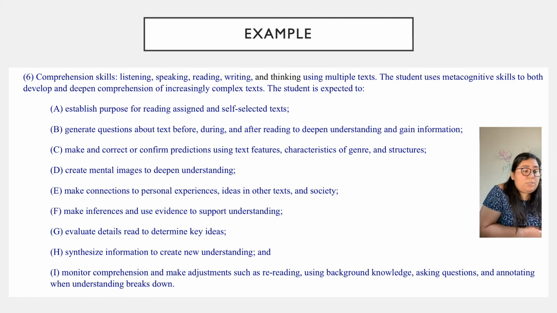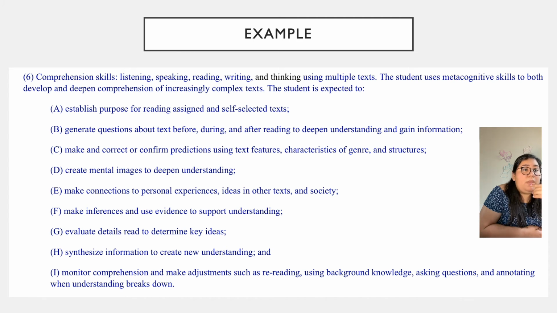But now we're going to circle the verbs of each. Going back to A, establishing is the verb. For B it will be generate. We want students to generate the questions, again, to deepen the understanding and gain information overall. For C, we want them to make and correct or confirm predictions. So there are two verbs. First is make, and the second one is either correct or confirm, whatever the case is.